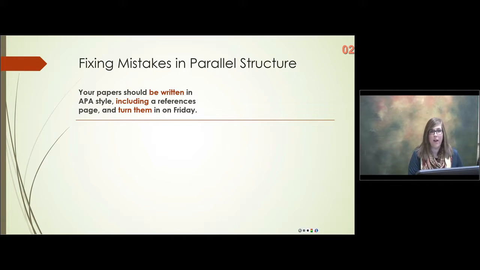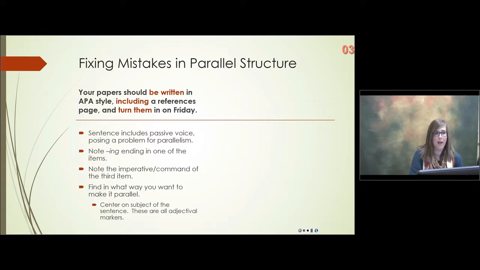So here I've highlighted in this orangey red color what words we're looking at. And these are imperatives. These are words that are instruction-oriented words. We have starting off with be written, and then we have including, and then we have turn them in. By the way, if you watched my video on passive voice, or you should watch my video on passive voice, these are passive voice constructions, and passive voice usually poses a problem for parallelism.